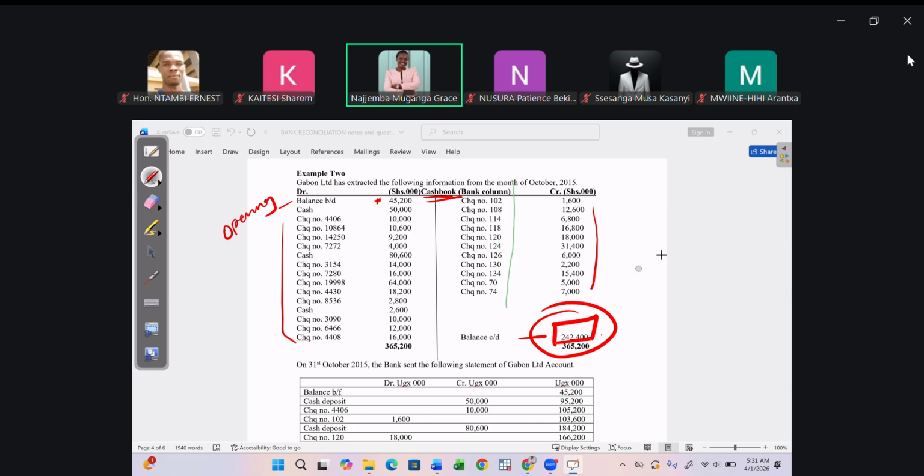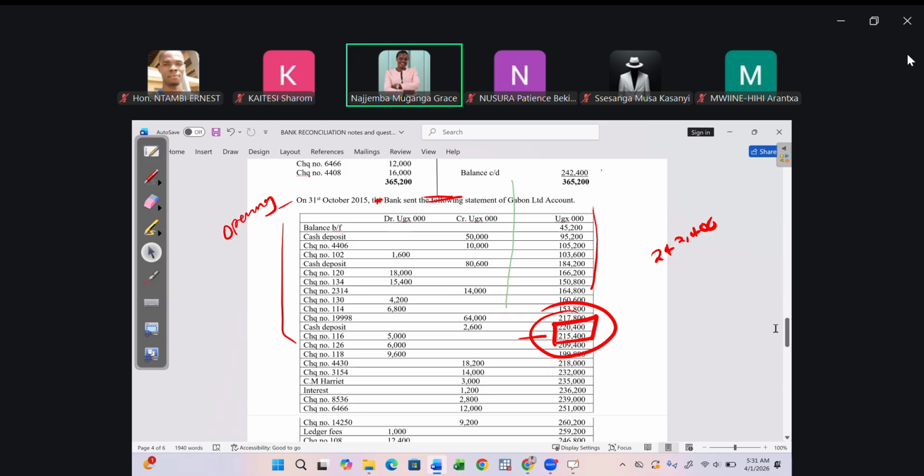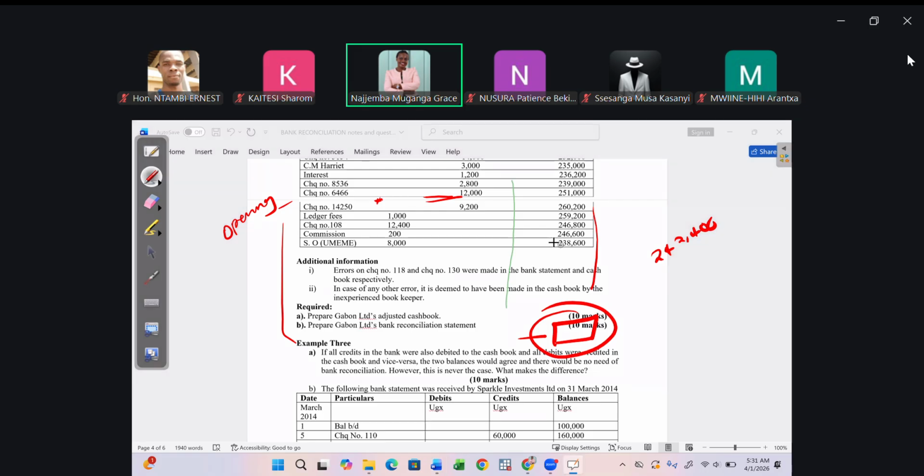So in the cash book, the accountant says the balance is 242,400. But in the bank statement, the bank shows a closing balance of 238. So the accountant says 242. The bank is saying 238. What went wrong? We have been told additional errors.